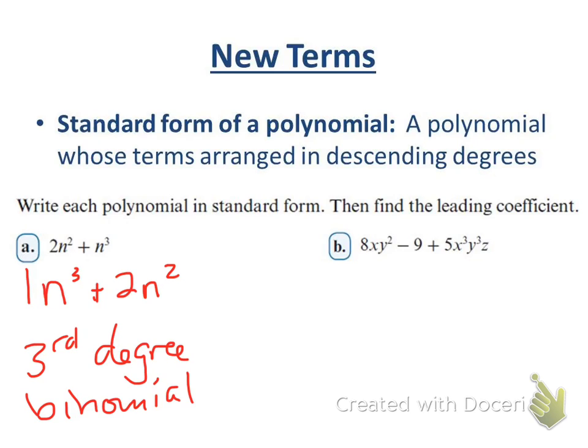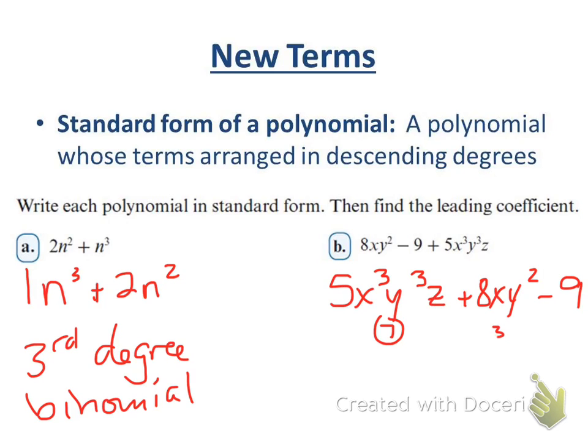Let's arrange it in descending order, and then we can talk about what we're looking at. What is this next one going to be? All right. So that's it. What's the degree of this polynomial? 7. So this is a 7th degree term. This is a 3rd degree term.